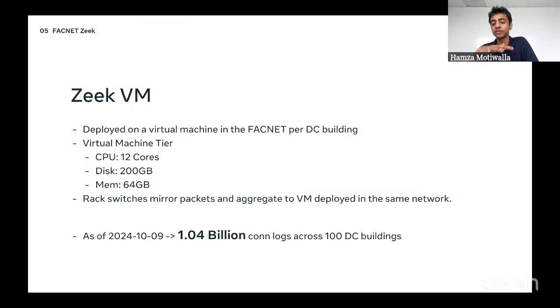Across 100 DC buildings where we've deployed the Zeek VM, we've now collected about 1 billion connection logs, which is good. The callout here is Modbus. There's so much Modbus out there. There's so much BACnet out there. And again, given that there are so many plugins that we can just drop into Zeek, we love that. We love that we can get so much more insight into our network using Zeek.